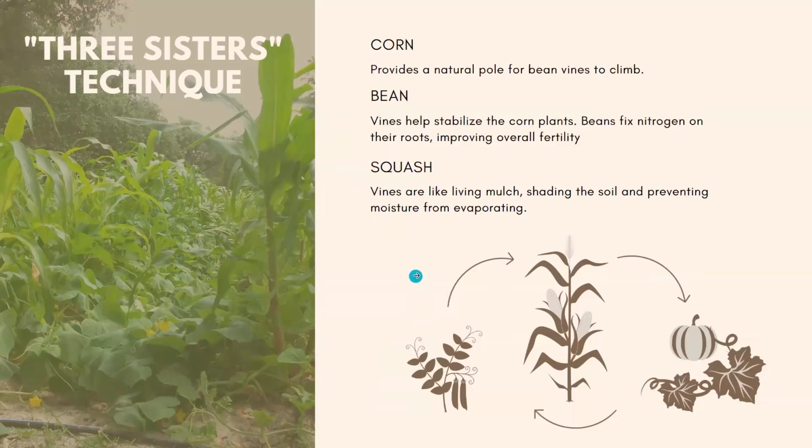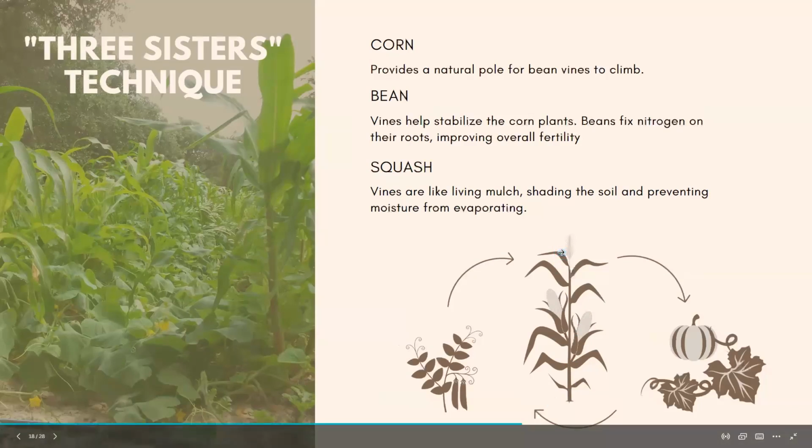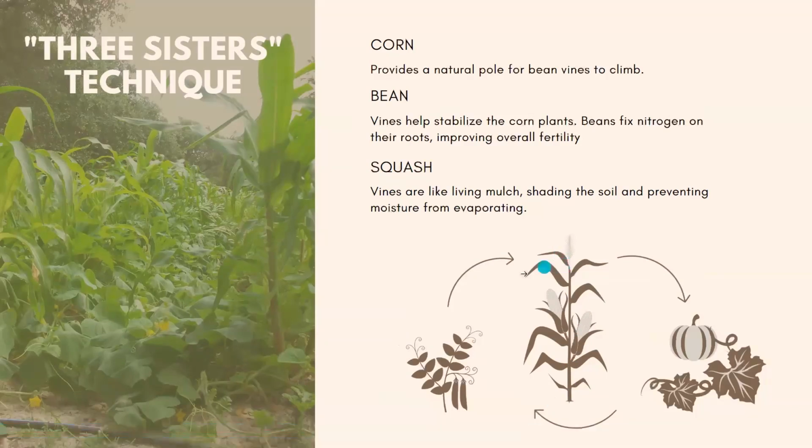The idea is that the taller plants, such as corn, can provide a natural support or trellis and shelter the beans and other climbing crops. And then in return, the beans provide nitrogen to the soil for the corn and the squash plants. And the squash plant foliage provides shade and some weed suppression. So this is an image I found of that Three Sisters technique.